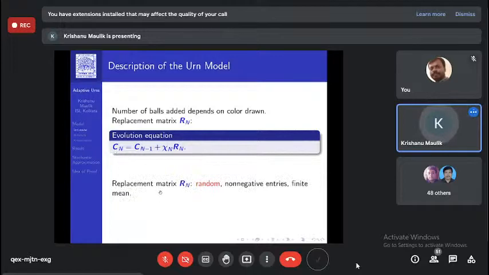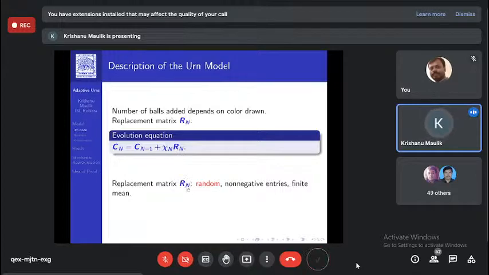Now, what are the properties of Rn? As I said, this Rn can be random. I'll put some distributional assumption on that. It will have only non-negative entries. Actually, for certain purposes like database management, it's important to allow negative diagonals as well, but for the time being, I'll not insist upon that. It's not too difficult to extend it to ones with negative diagonals, but that will bring in a lot more complication in the analysis. So it will be notationally more clumsy. So I'll just avoid that.